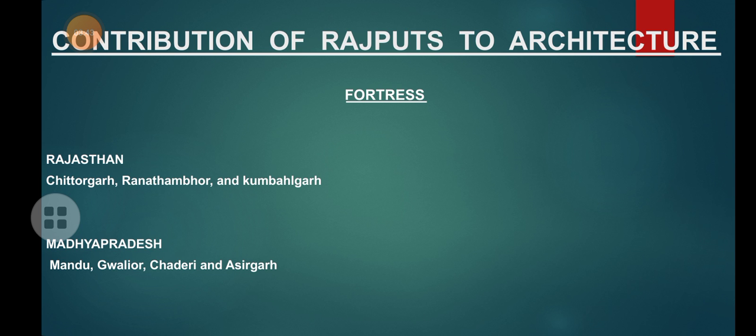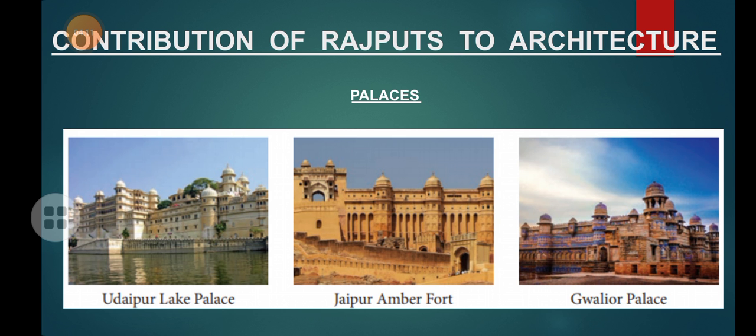In Rajasthan, fortresses were built in some places: Chittagore, Ranthambore, and Kumbhalgarh. And in Madhya Pradesh, places such as Mandu, Gwalior, Chanderi, and Asirgarh are where the Rajput kings built fortresses. They also built palaces, and some of the important palaces built by the Rajput kings are Udaipur Lake Palace, Jaipur Amber Fort, and Gwalior Palace. These are royal buildings which portray the greatness of the Rajput kings.